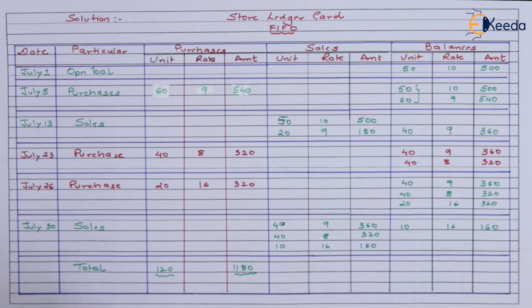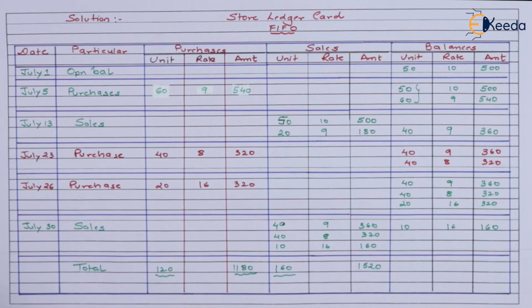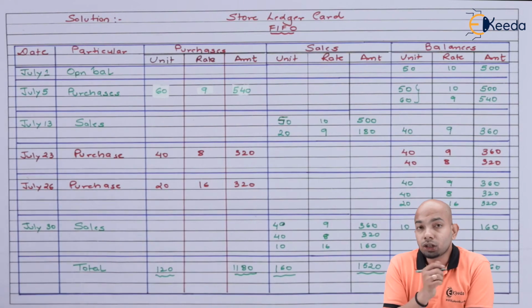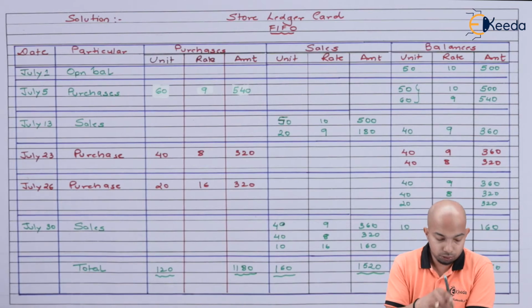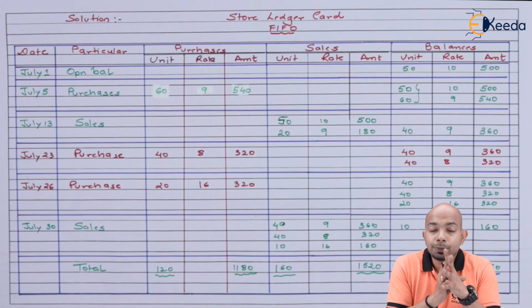Now we'll go ahead and mention the sales total. So for sales total, the quantity is 160 and amount is 1520. And now when it comes to the balances total, only the balance total has to be taken. So the total amount that we have taken here is 10 units at the rate of 16, which is the only amount pending with us, and that gives you a total of 160 here. So that is figured out. Now this is how the store card ledger is prepared. This is as per the FIFO method. We'll start with the LIFO method now.